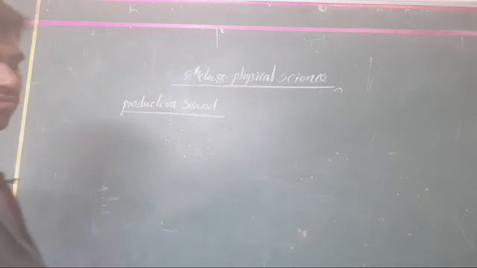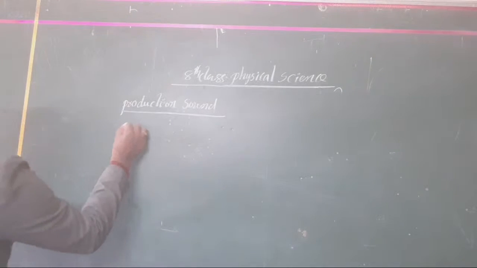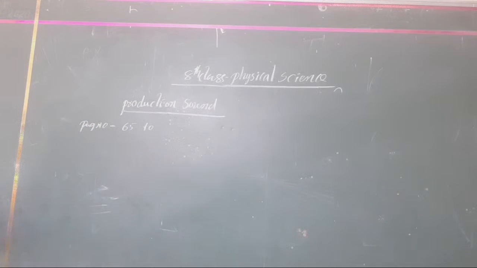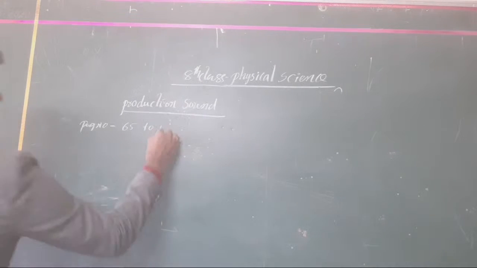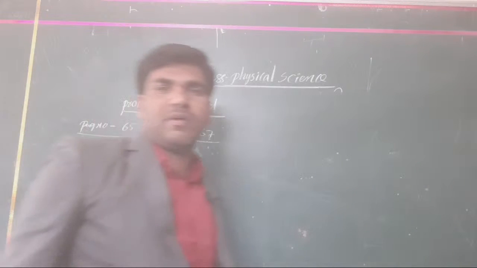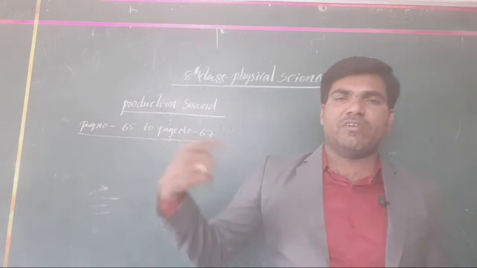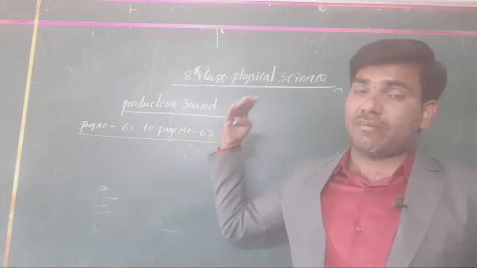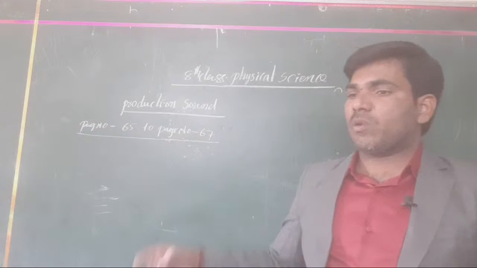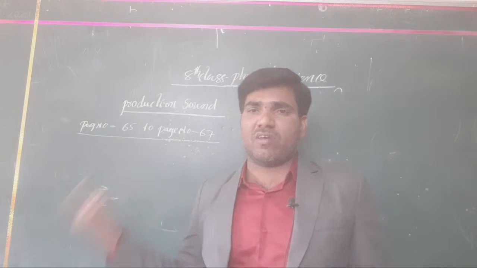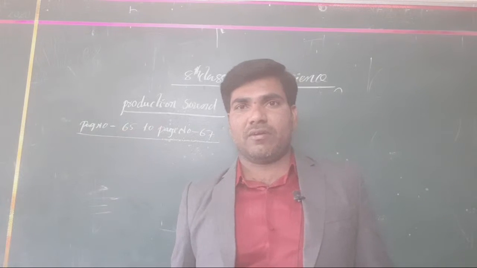Now, for the production of sound, the page numbers are from 65 to 67. Clear or not, all of you? The production of sound involves different sounds, which we already generated in our class. Like beating this board, clapping, beating with this, one iron thing, or blowing air into our book's paper. Different substances produce different sounds due to the different vibrations they make. Clear or not, all the students?